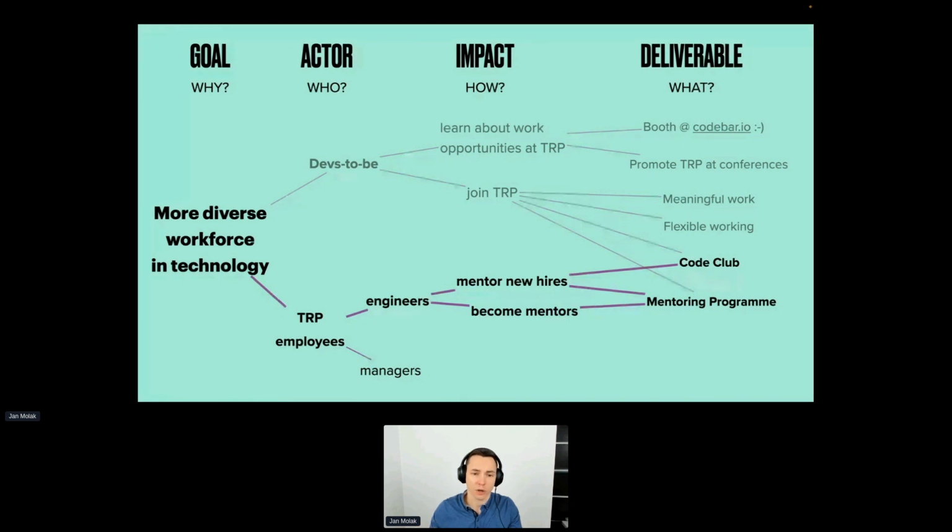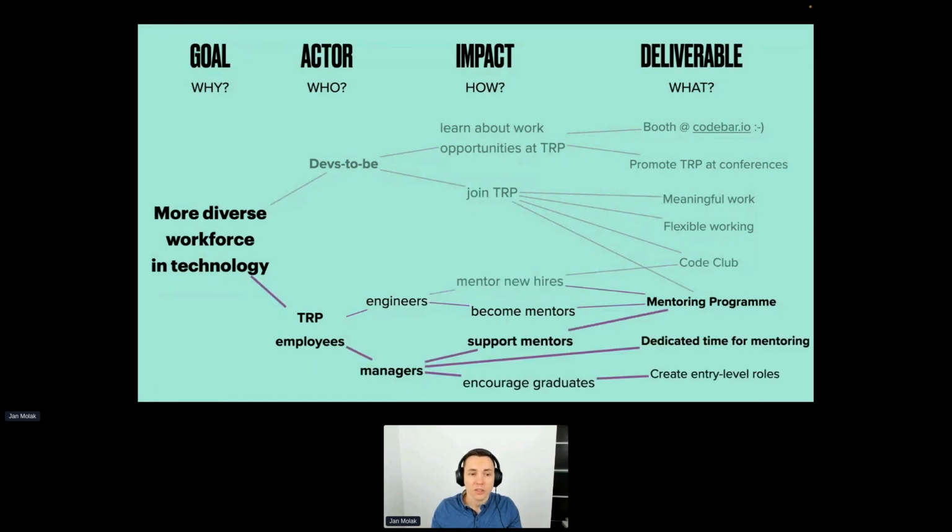Now, there's another deliverable here of a mentoring program that can help people interested in mentoring others become better mentors and helps mentees find people they can learn from. But again, trying to influence just the developers to be and existing engineers wouldn't be enough. See, running initiatives like these requires impacting the behavior of the managers too. So making sure they support the mentors in their efforts, help secure time for mentoring in the delivery schedules, and encourage developers to be by creating entry-level roles on their teams.